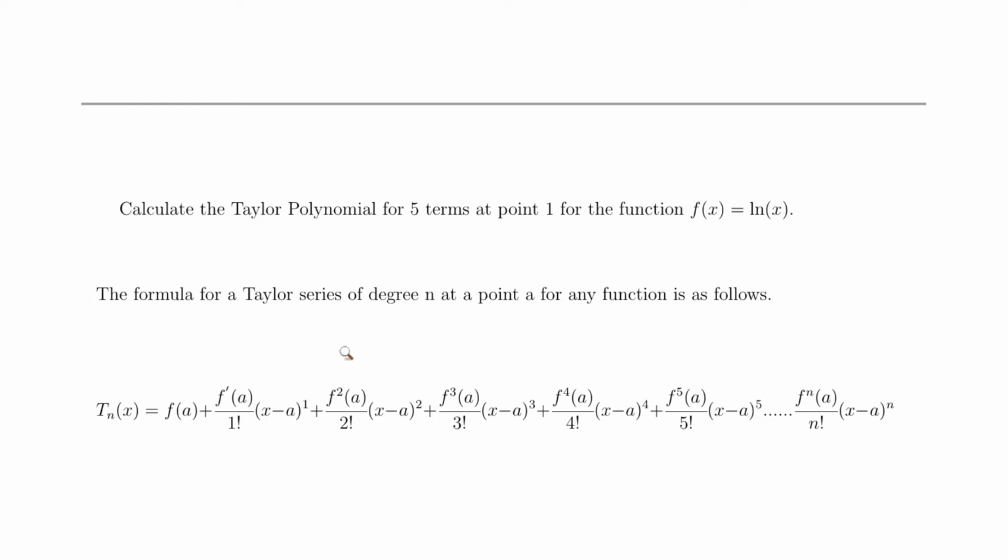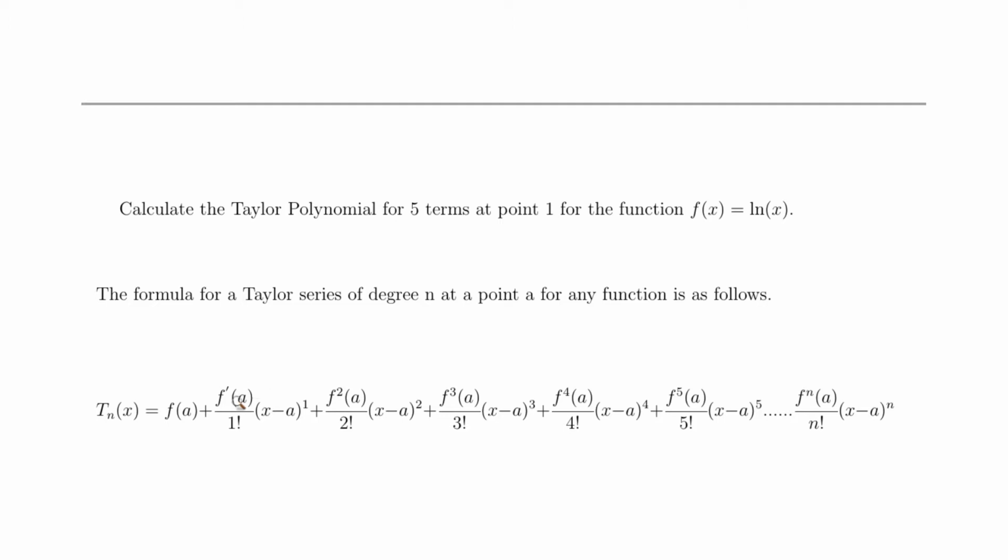So the formula for a Taylor series, which I've got on the bottom here, is the generic formula. Basically the degree is n, so all the n's will become 5 in our question here, and at point a, all the a's will become 1s. So we've got T5 of x essentially equals f of 1, so the value at 1 for our function, that'll be natural log of 1.